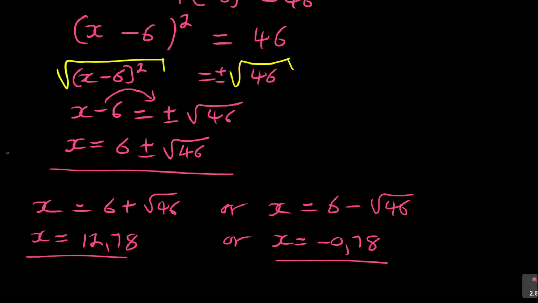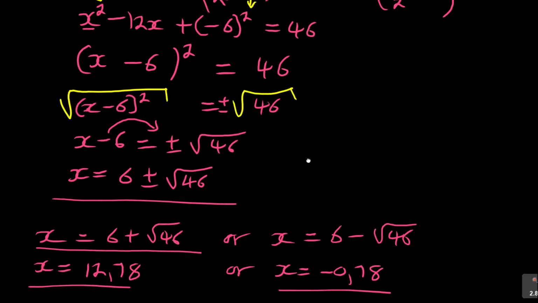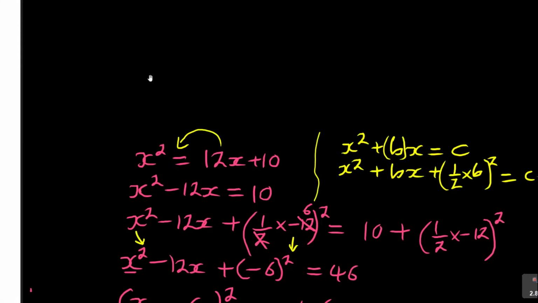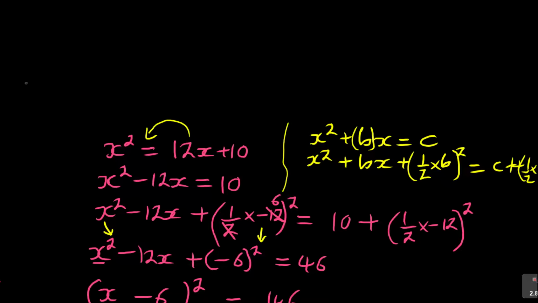Are you with me? But now, as I said, we can test one of these. But remember, don't test with the rounded off, test with the original. For example, you can test with 6 plus square root of 46. And what do I mean? You come here, in the original here.